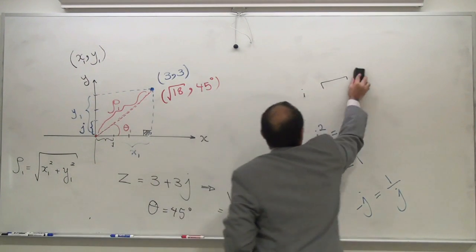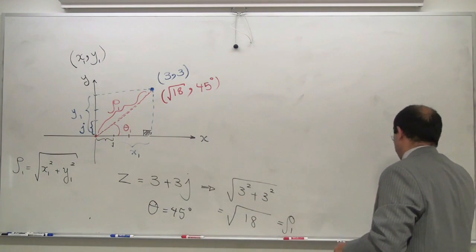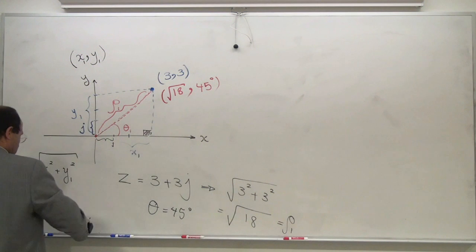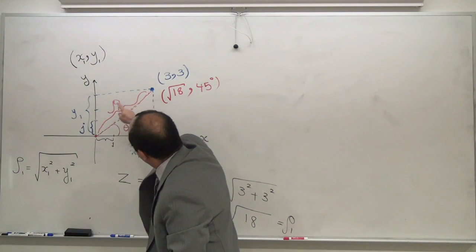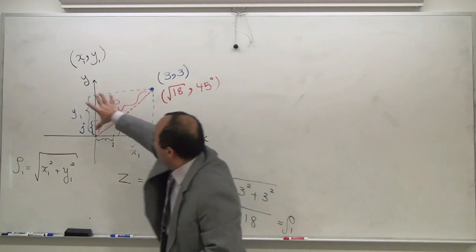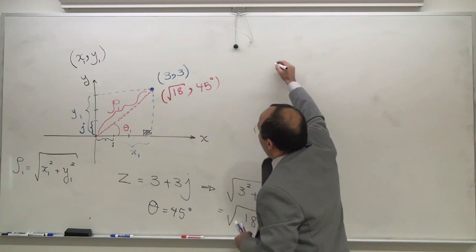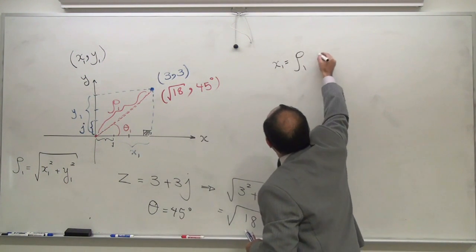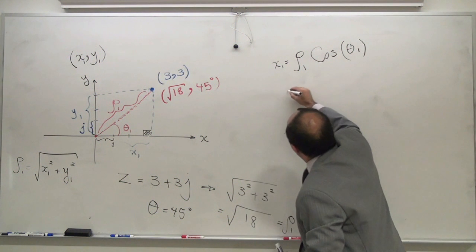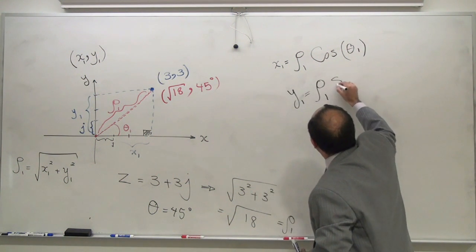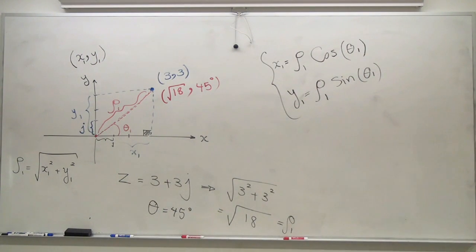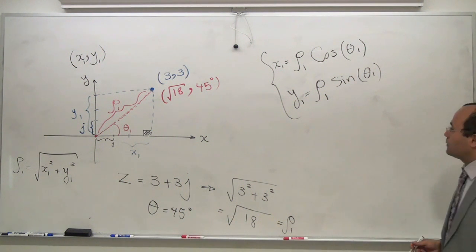Let's see if we can change from one domain to another. If I know rho 1 and if I know theta 1, can I know x1 and can I know y1? So x1 is equal to rho 1 cosine, that's the definition of cosine function, theta 1. y1 is equal to rho 1 sine of theta 1. So if I know rho 1 and theta 1, I would be able to get the Cartesian format.